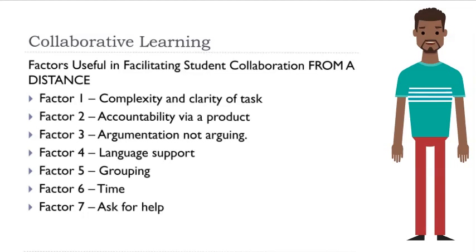Factor number 7 is ask for help. The student understands the procedure to ask for help. It's very important to always give a clear, guided help page or help room to help students understand the procedure and to guide them.